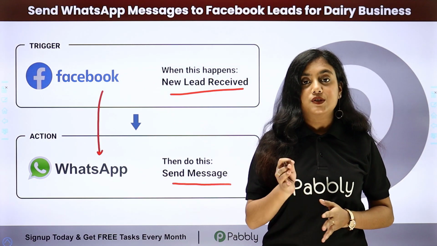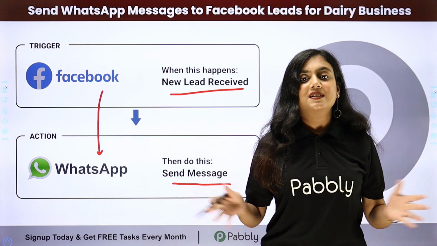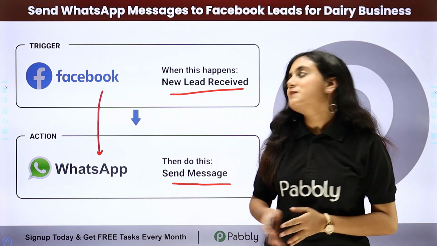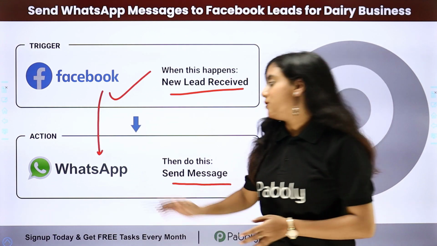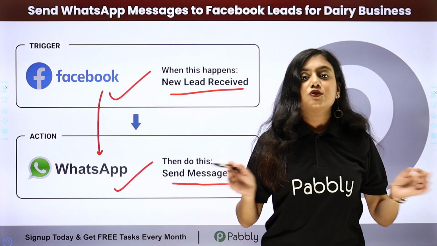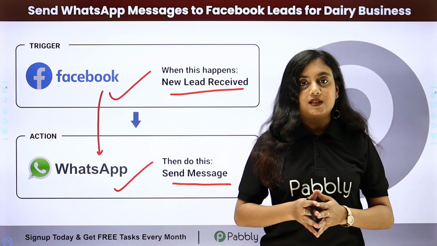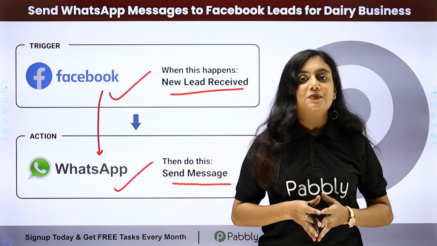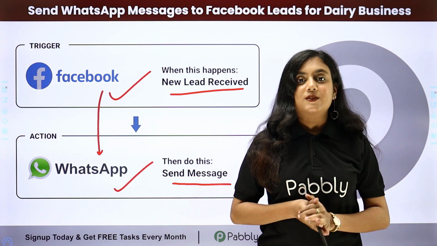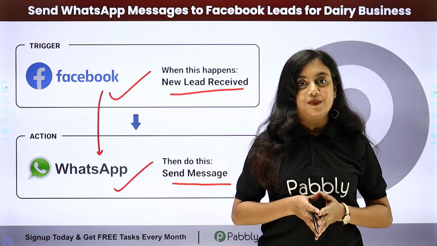In Pabbly Connect, to start an automation process, we need triggers and actions. In this process, my trigger application is going to be Facebook lead ads and my action application is going to be WhatsApp Cloud API. To create a message template, I am using WhatsApp Cloud API. If you want, you can use Vati or Interact to create your own message template. If you want to learn this automation process, let me take you all to my screen.